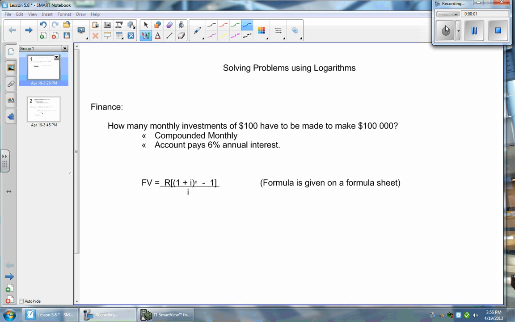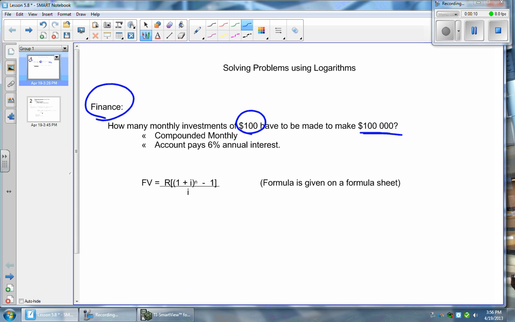Okay, let's start using logarithms for solving some problems. My favorite, finance. Everybody wants to make $100,000, but they'll say, oh, I only have $100 to put away. My question is, how many of these $100 payments do you have to make at a certain interest rate in your bank until you make $100,000? Okay, well, let's figure that out.